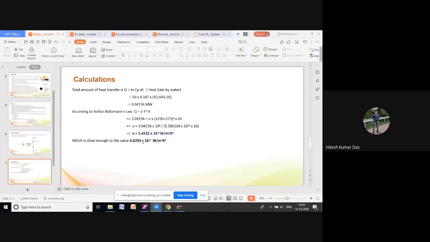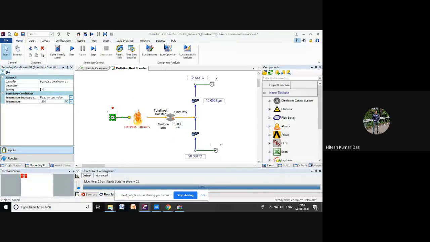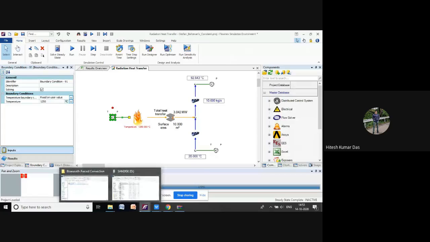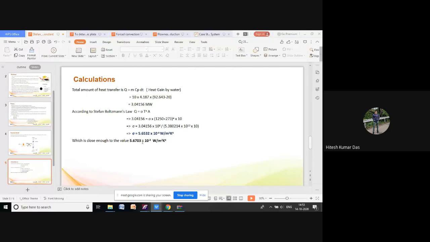5.65. It's almost correct. So through our Flownex, we are getting the result for the Stefan Boltzmann constant as 5.67, which is almost equal. So this is the first case study.